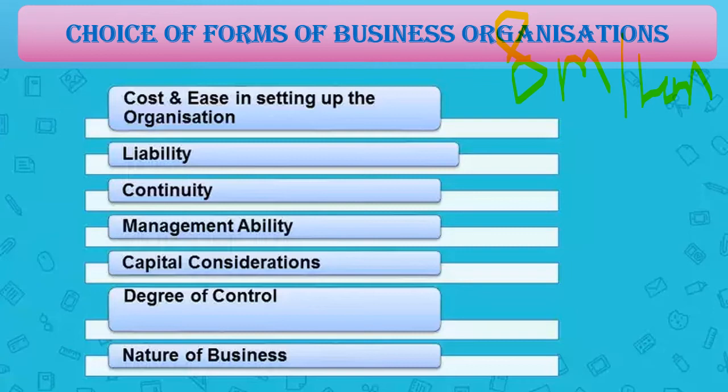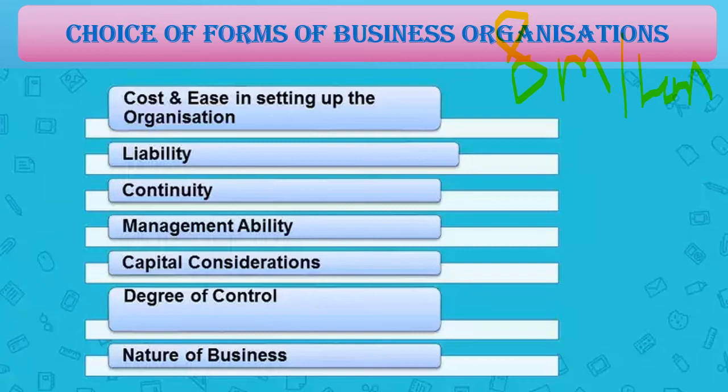Forms: sole proprietor, joint Hindu family, joint stock company. Then we learned partnership, cooperative societies. Then we learned the two types of companies: private company and public company. Okay, these are the types, the forms of business organization. Now, what are they telling?